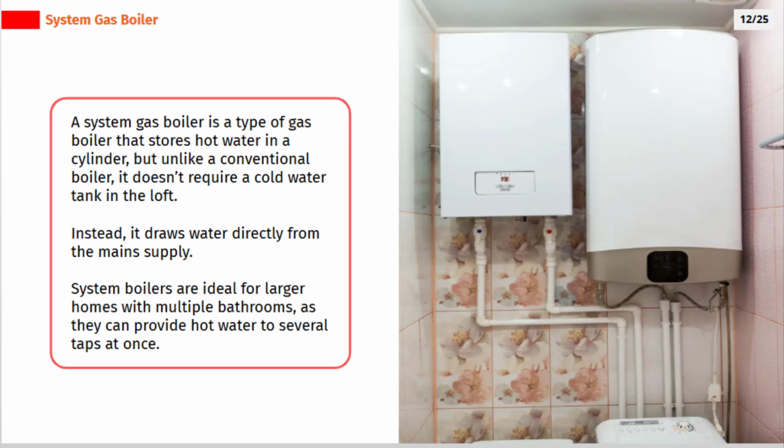A system gas boiler is a type of gas boiler that stores hot water in a cylinder, but unlike a conventional boiler, it doesn't require a cold water tank in the loft. Instead, it draws water directly from the main supply. System boilers are ideal for larger homes with multiple bathrooms, as they can provide hot water to several taps at once.